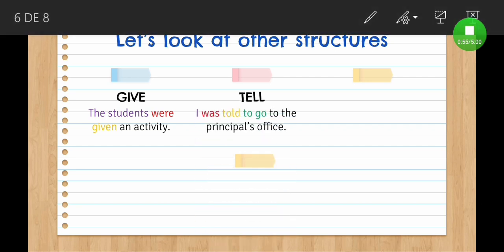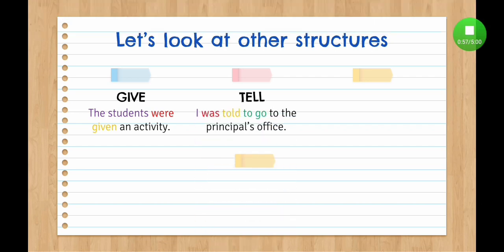Let's look at the second example. This structure is quite different from the others because it indicates an obligation or an order. In this case, it says, I was told to go to the principal's office. In this structure, it is mandatory that we use tell to, because otherwise we wouldn't be saying what the sentence is supposed to say.